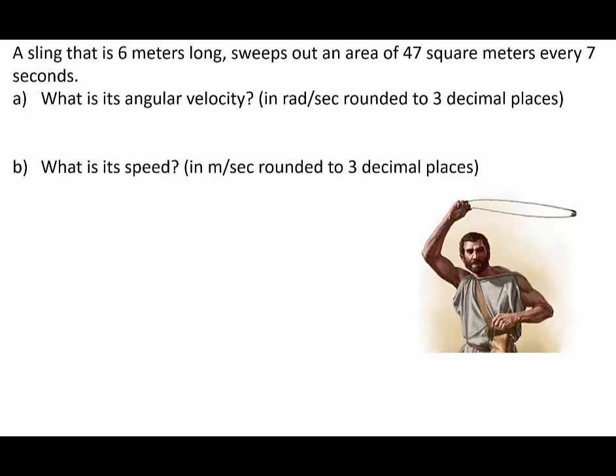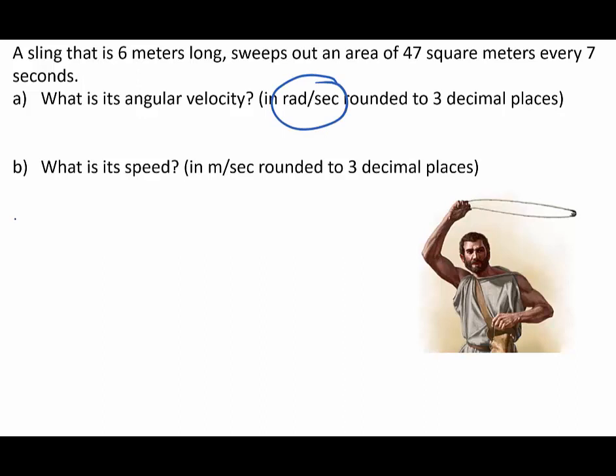Although this one is 6 meters long, so maybe there's a machine or something else that's swinging it because it's quite a bit longer than what's shown in the picture, but you get the idea. So we have something that is going around, and the radius is 6 meters because that's how long the sling is. We want to know the angular velocity in radians per second.